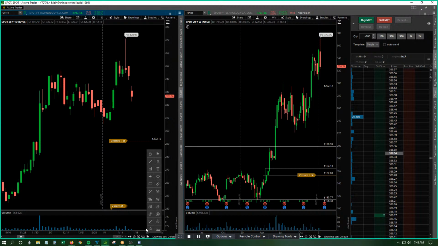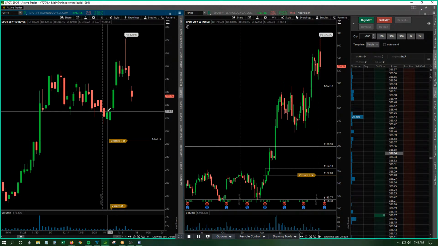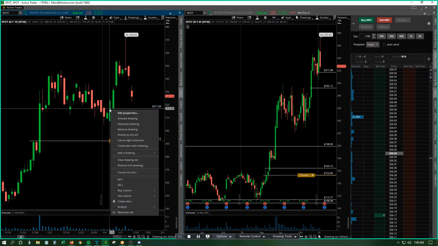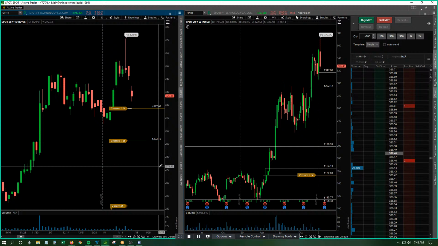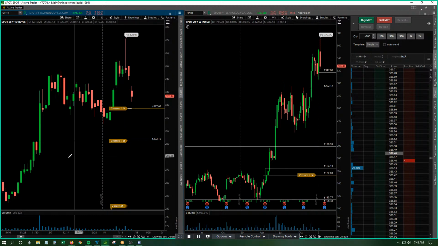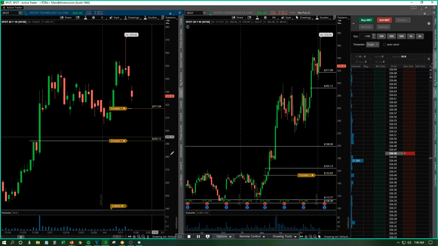Gap down here on Spotify. 317-ish. I like these lower levels better, but that's the closest one.